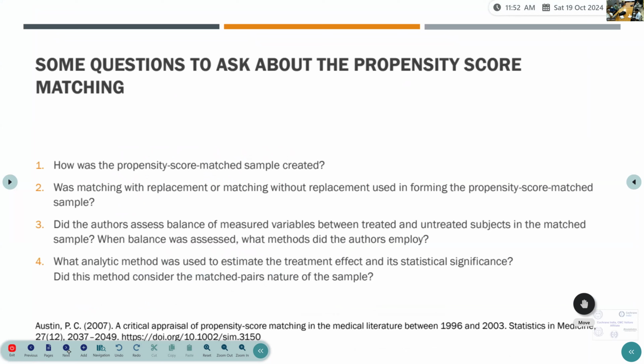So some questions to ask about propensity score matching when we are looking at a study that uses that. The first question is, how was the propensity score matched sample created? Whether they used replacement or not, whether they assessed the balance of the measured variables after matching, and what methods were applied to assess the balance. What analytic method was used to estimate the treatment effect? And this is the last thing that JEYASEELAN talked about: when you have matched data, we have to use statistical tests that are applicable to this matched data.